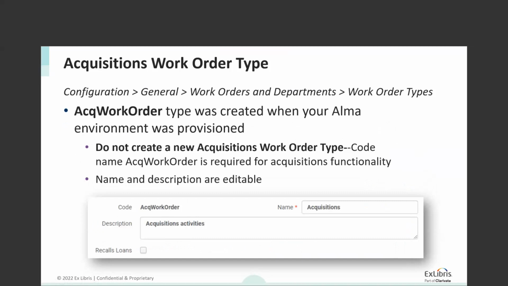So we also have something called the acquisitions work order type. This is set up under configuration general. So we stay at the institution level, work orders and departments, work order types. There is a code in here called ACK work order. The ACK work order type was created when your Alma environment was provisioned. Do not create a new one. This code is required for acquisitions functionality. You can change this name, you can change the description, but don't make a new one, just utilize this existing code.